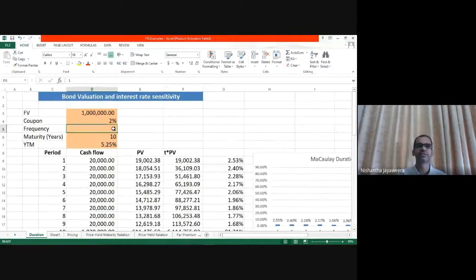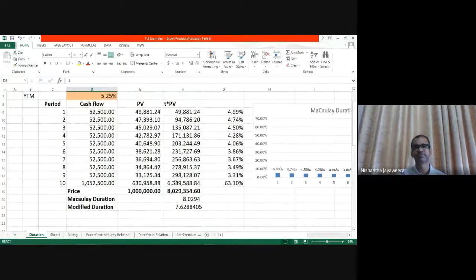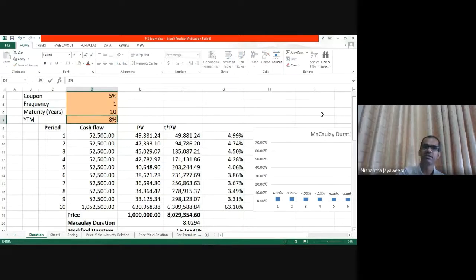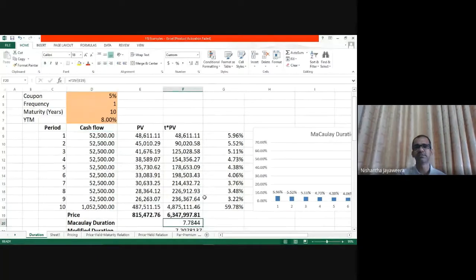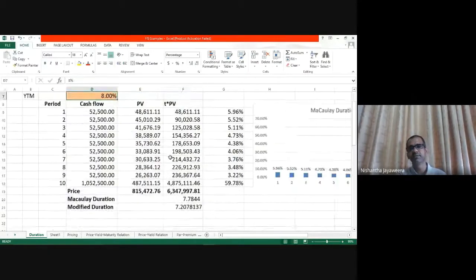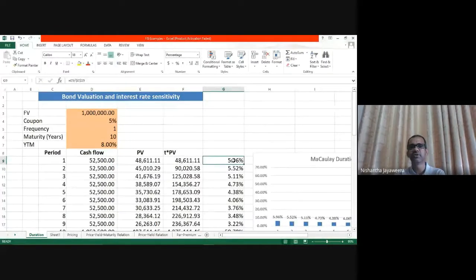What would happen if we change yield to maturity? When the yield to maturity is 5.25, duration is 8. If I put it at 8%, it is 7.78. When yield increases, duration decreases. Why? Earlier, the contribution of the first cash flow was only 4 point something. Now it's almost 6%. The first cash flow gets a higher weight.